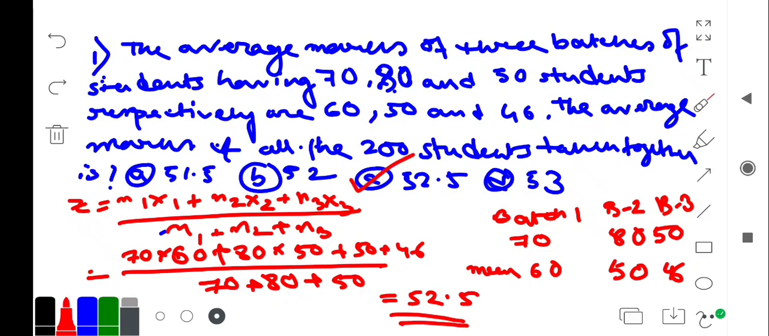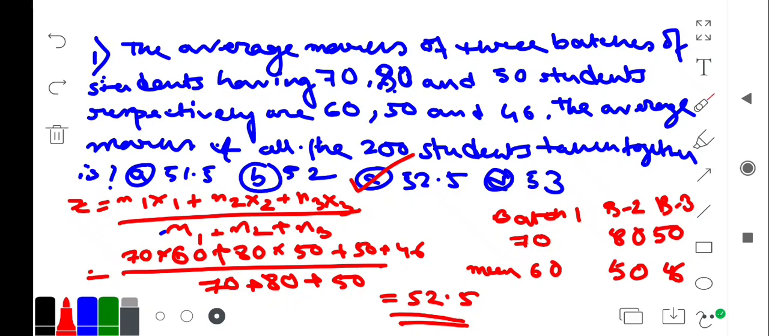Okay, so the average marks of 3 batches of students having 70, 80, that is 50 students respectively, have the average 60, 50 and 46. The average marks of all the 200 students taken together is, দেখো এক্ষেত্রে ব্যাচ 1 ব্যাচ 2 করে তুমি ভাগ করে দিতে পারো. That is for batch 1, 70 students have the average 60, batch 2, 80 students have the average that is 50, and 50 students have the average that is 46.